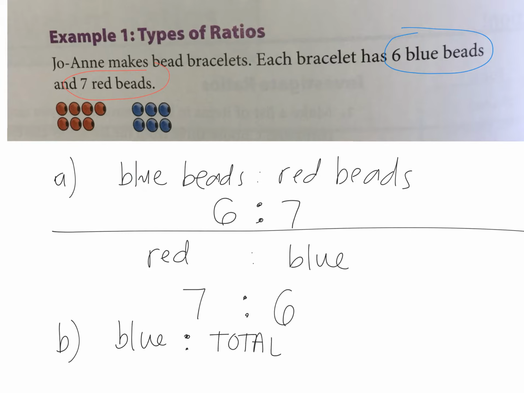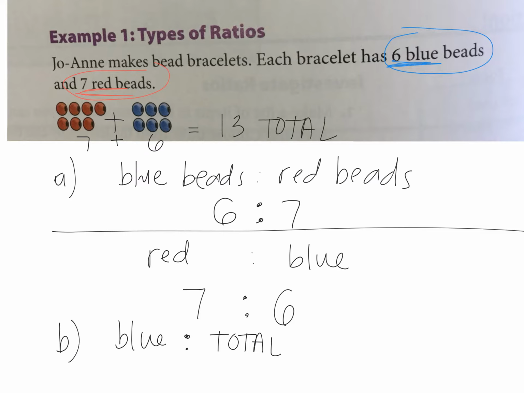How would we find the total number of beads? There's 6 blue beads and 7 red beads. What would I do to get the total? We add them. Okay, what's 7 plus 6? 7 plus 6 equals 13. So we know there's a total of 13.